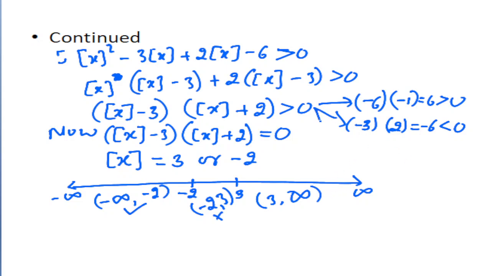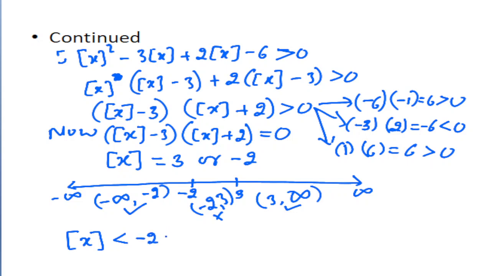And one more last set we have, 3 to infinity, gives 4. 4 minus 3 is 1, and 4 plus 2 is 6. And again it is positive 6, which is greater than 0. This is possible. So the possible values of the greatest integer function x are less than minus 2, or, one more set of possible values, greater than 3.